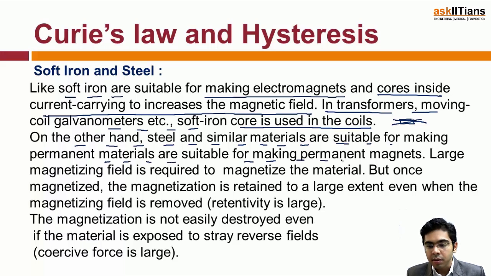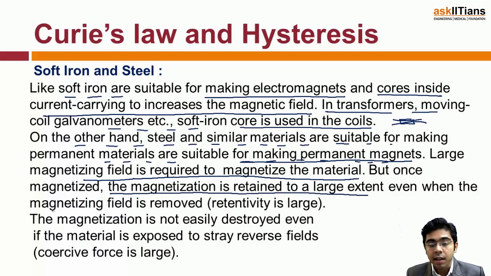On the other hand, steel and similar materials are suitable for making permanent magnets. Why is it so? A large magnetizing field is required to magnetize the material, and this is the reason they are used for making permanent magnets. But once magnetized, the magnetization is retained to a large extent even when the magnetizing field is removed. This is called retentivity, which is very large. That means you need a very high value of magnetic field to demagnetize it completely.